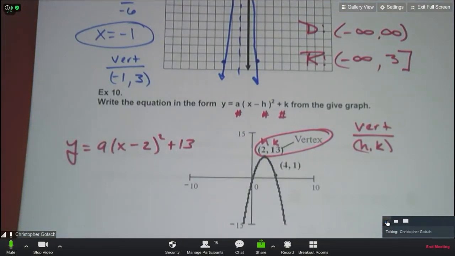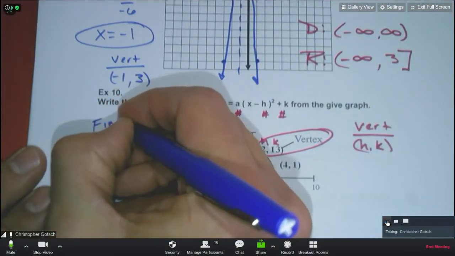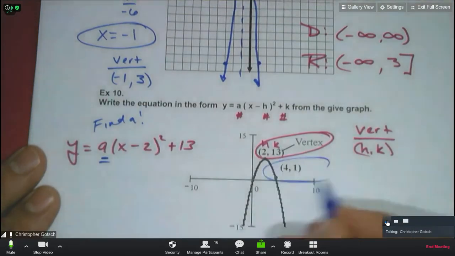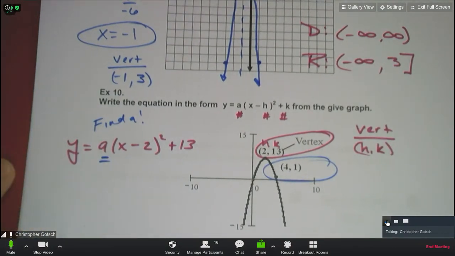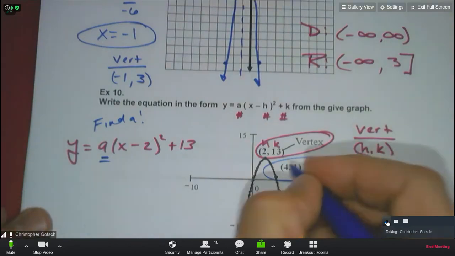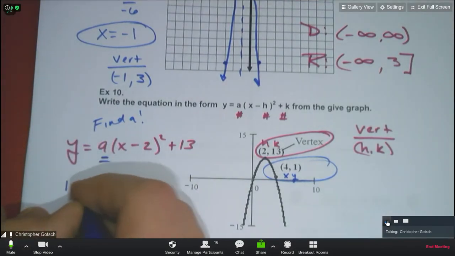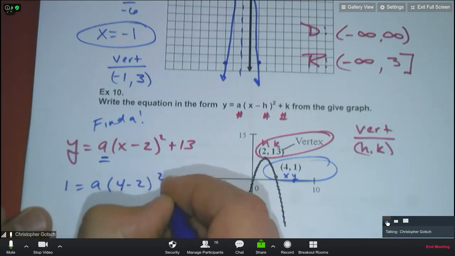The problem that we have really is we don't know a. This is the guy we don't know. We need to find a. Okay? Well, the only other information they gave us is this guy. This is 4, 1. It's a coordinate point on a graph. Now, normally, what do coordinate points represent? What letters? x and y. Perfect. So this is x and this is y, right? Plug it in, plug it in. So I plug in, I've got 1 equals a times x, which is 4, minus 2 squared plus 13.